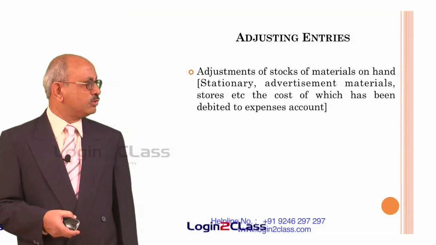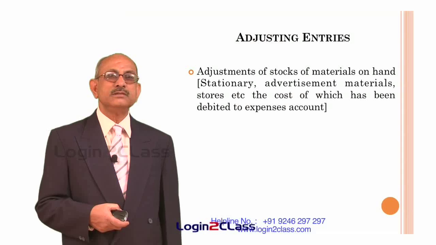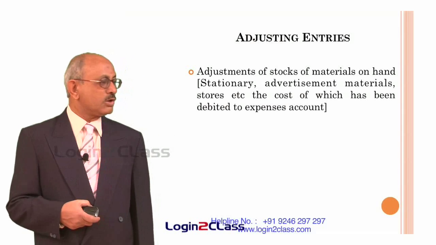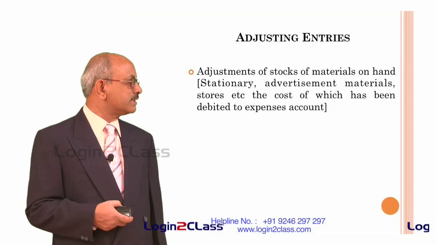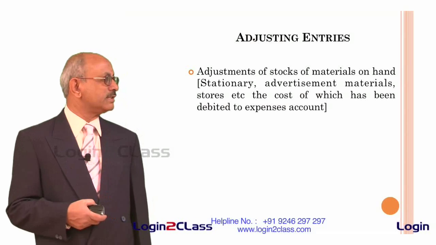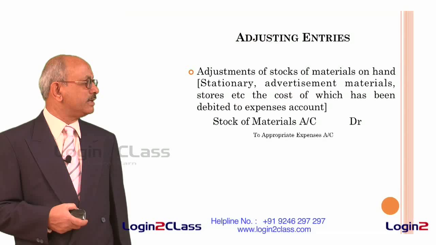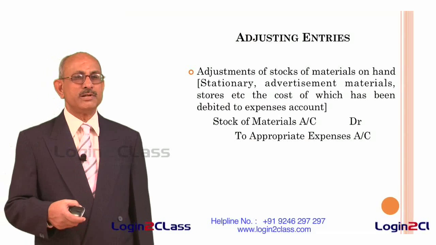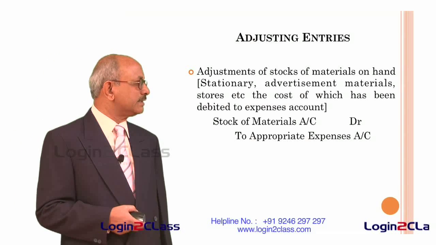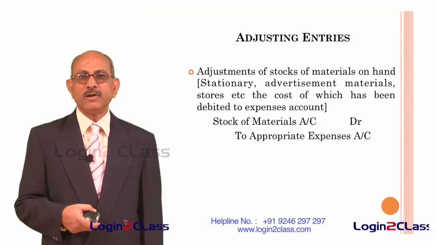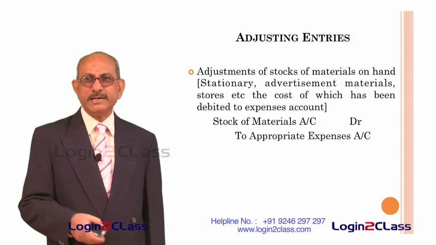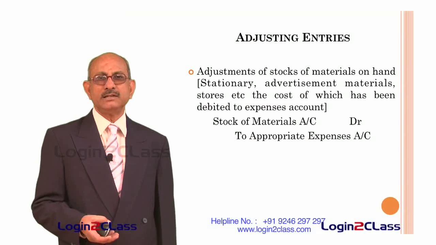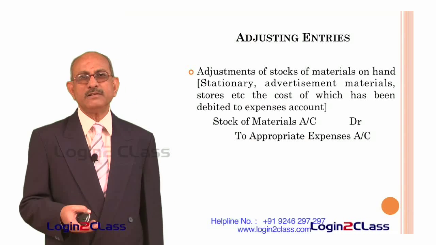So similarly, we have to do some adjustment in the case of stocks of materials on hand. Normally these relate to stationery, advertisement, material stores, etc., the cost of which has been debited to expenses account. Normally what happens is, whenever an entity buys, for example stationery, as and when stationery is bought, it is debited to the stationery account, but the entity may not use the entire stationery during the year. Some stock will be left at the end of the year.